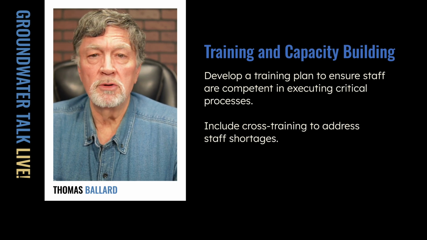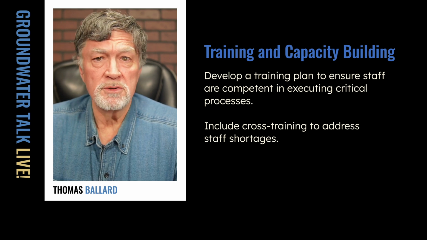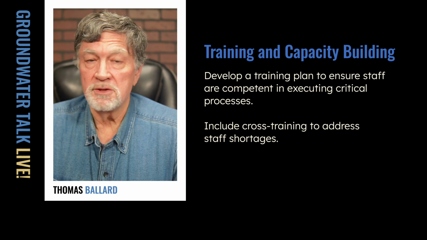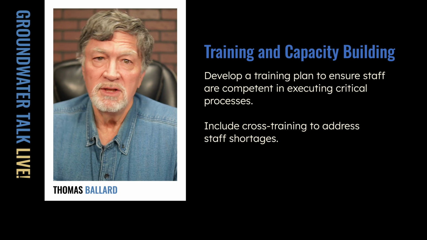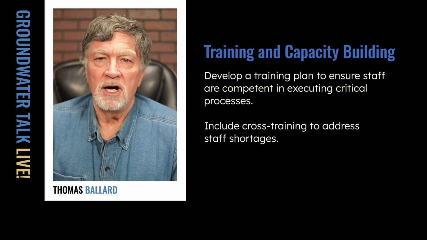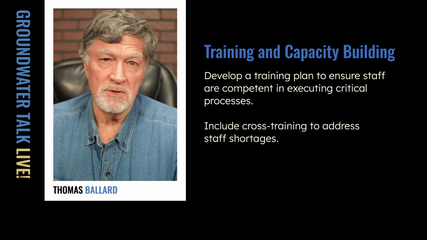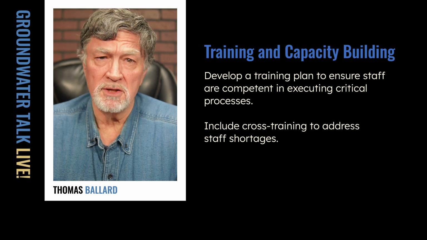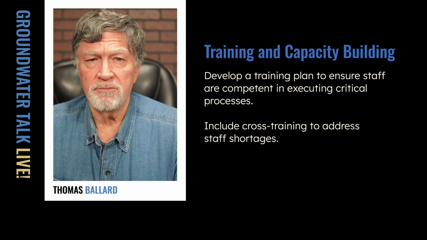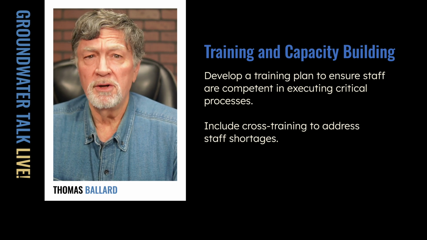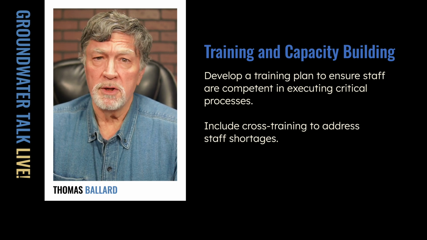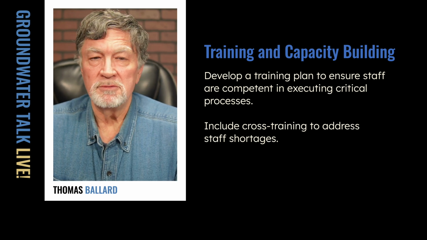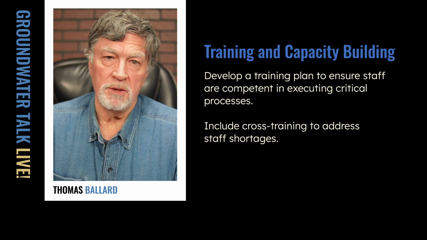Training and capacity building. Develop a training program to ensure staff are competent in executing critical processes, and include cross-training to address staff shortages. So you want to make sure that everybody is cross-trained as much as possible. This goes back to our SOPs, and the knowledge retention part of that is going to allow people to quickly pick things up. If they've been cross-trained, they may still need a little refresher. So having those SOPs and flowcharts there on how the processes work is going to be pretty important if we have a staff shortage or somebody's retired or quit, so the other staff can jump in and pick things up pretty quickly.